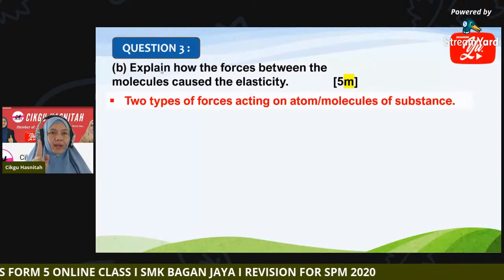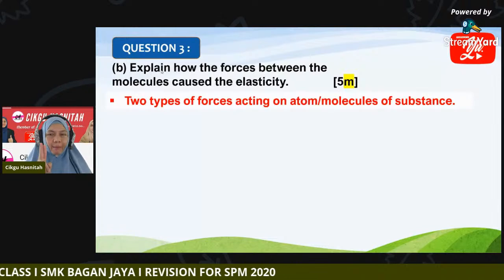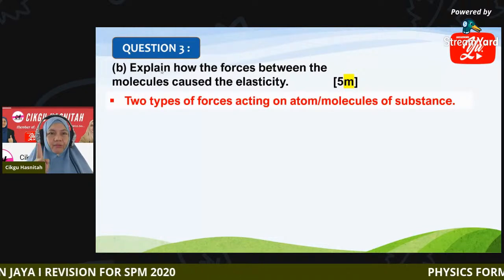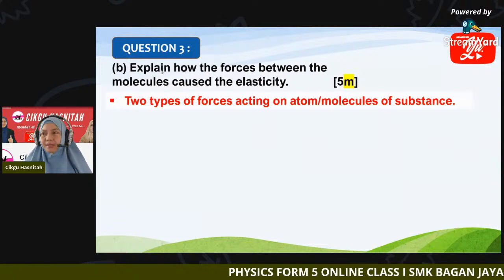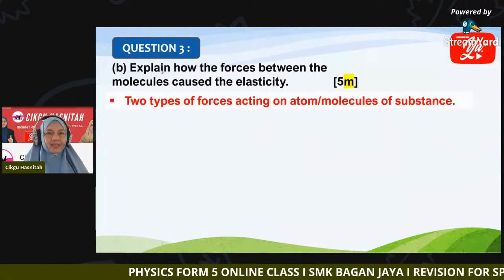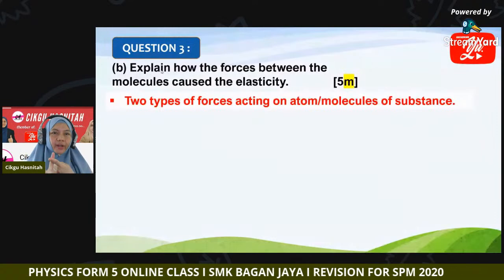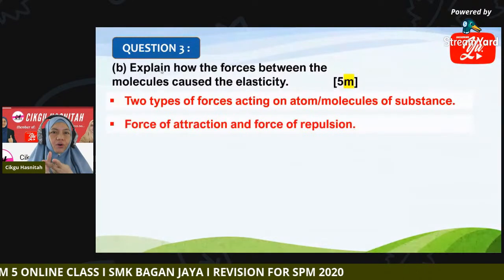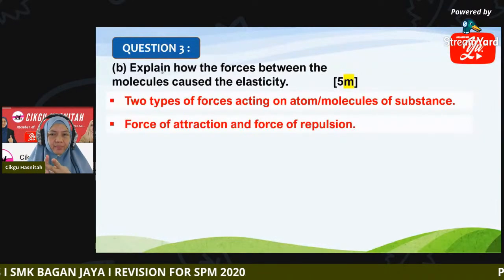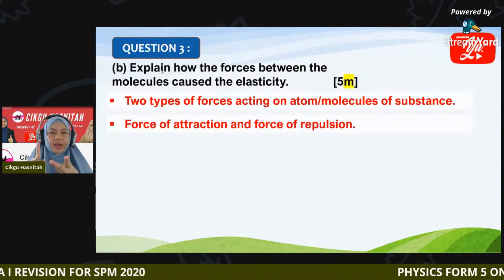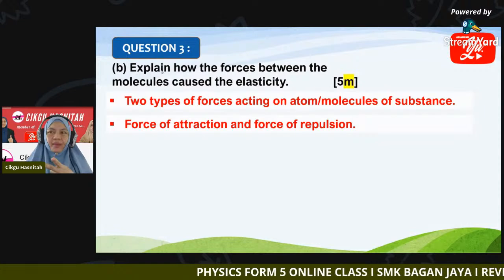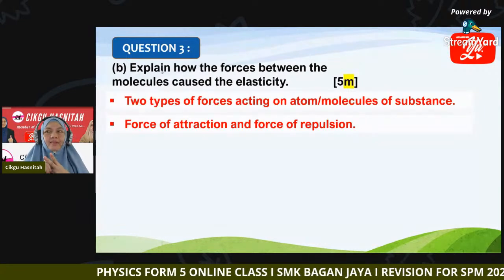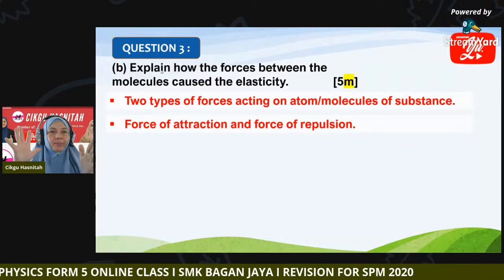So what are those 2 forces? Who remembers? Okay, 2 types of forces acting on an atom or molecule of a substance. So these 2 forces are called the force of attraction and the force of repulsion. Okay, force of attraction and force of repulsion.